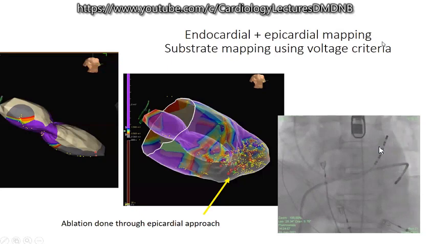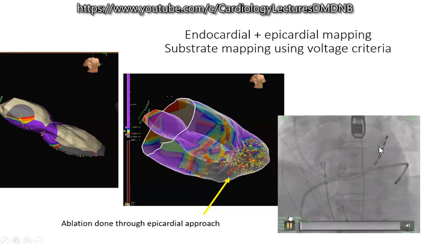So this, again, we have done a substrate mapping. There has been already a discussion about this voltage criteria, so I will not go into this. This first image on the left side shows the endocardial cavity being mapped with the catheter inside the LV cavity. The gray area shows the area of the scar, and the middle cartoon shows a combined map where the inner shell represents the endocardium and the outer shell represents the epicardium. And again, the gray zone that is highlighted by the yellow arrow represents the area of the scar and the area of interest for ablation.